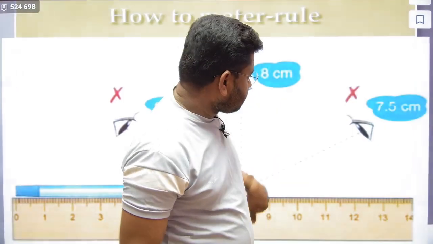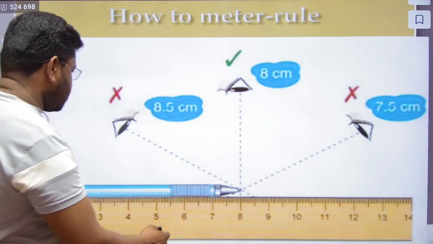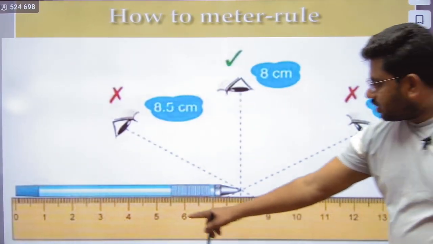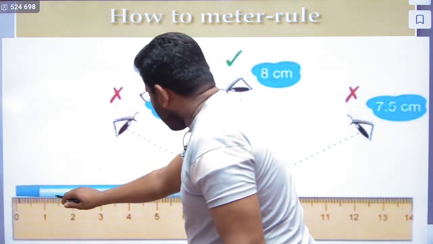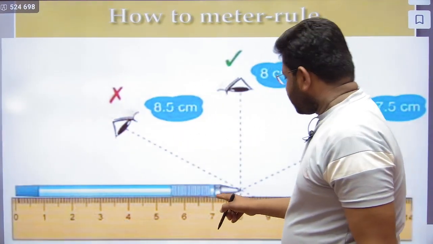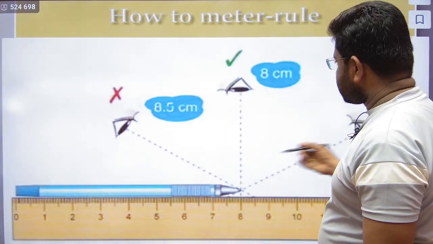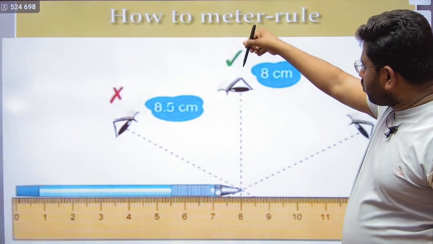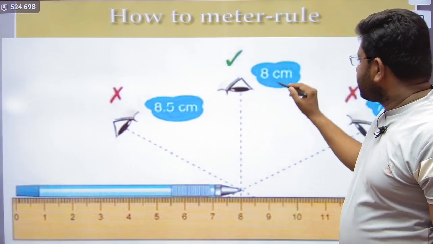Yes. Now see how to use the meter rule. Here one pencil is shown, one ruler is shown and numbers are on it. If you want to measure the length of this pencil, do not look from this side or that side, or it will appear as 8.5. We have to look from directly above, and it is 8 centimeter.